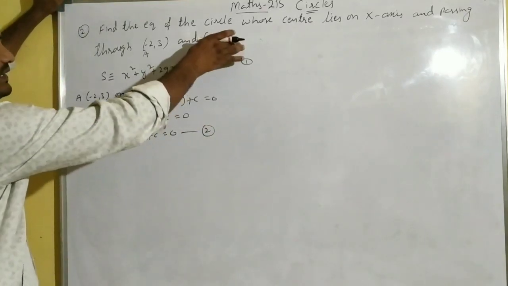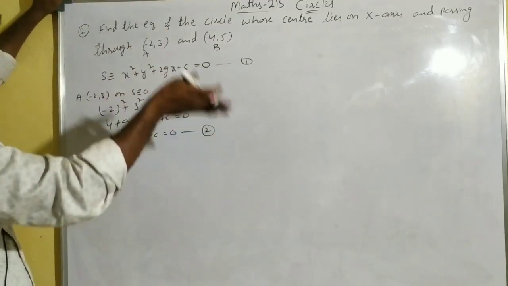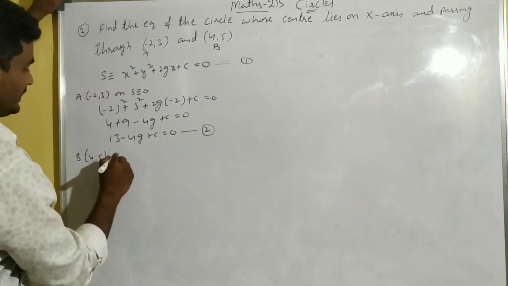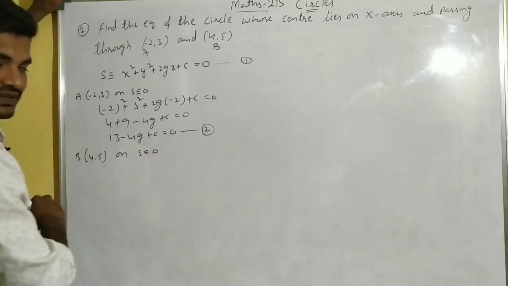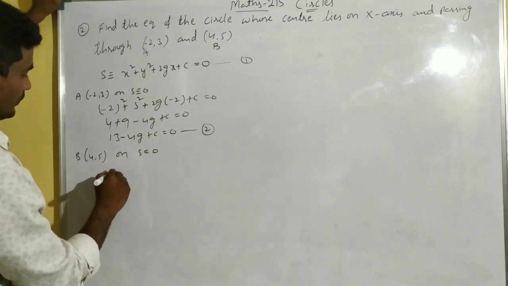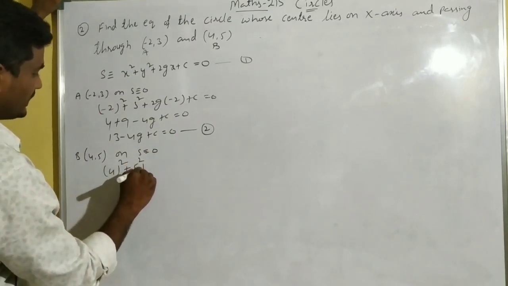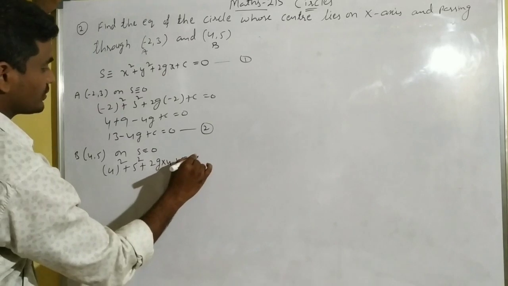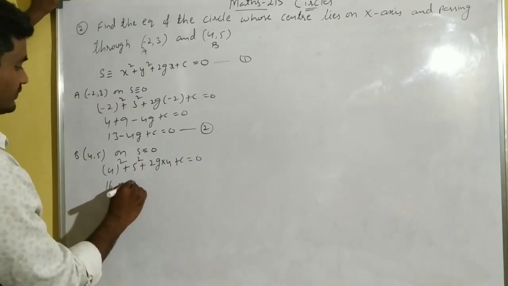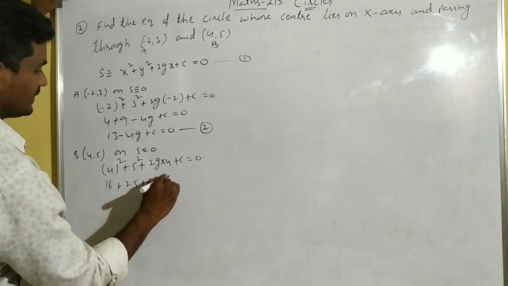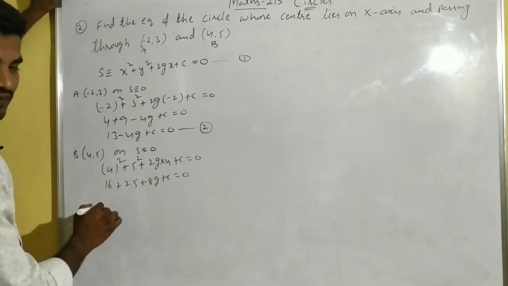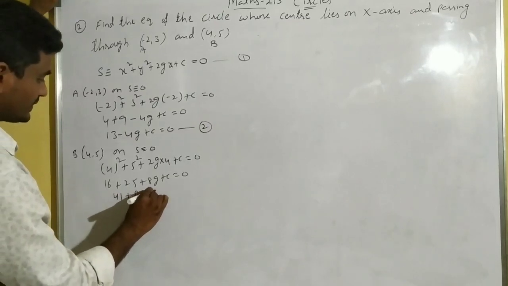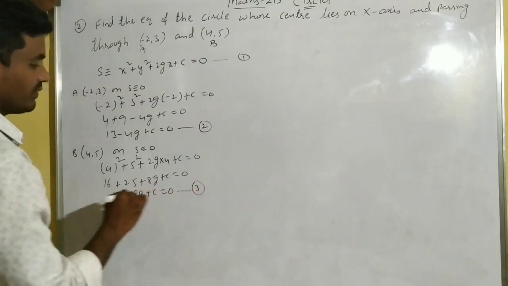And next, the circle is passing through the second point also. So 4 comma 5 is also on S equals 0. 4 square plus 5 square plus 2g into 4 plus c equals 0. 16 plus 25 plus 8g plus c equals 0. 16 plus 25 is 41 plus 8g plus c equals 0. This is equation number 3.